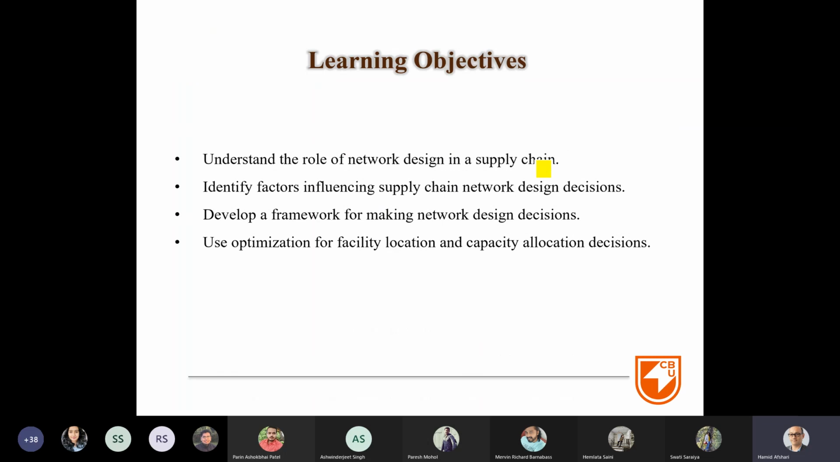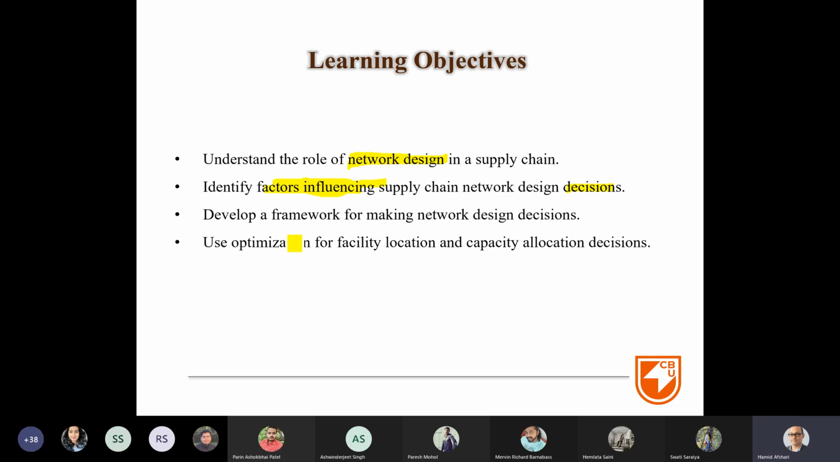So what are the goals, learning objectives? Understanding the role of network design in a supply chain. So why is network design very important for a supply chain? Second learning objective is identifying factors influencing supply chain network design decisions. So there are a set of decisions that impact the supply chain design. We want to see what are those influencing factors.